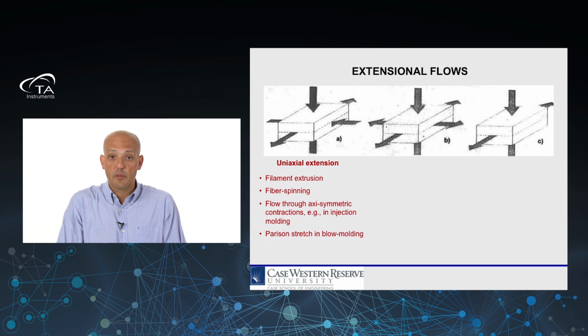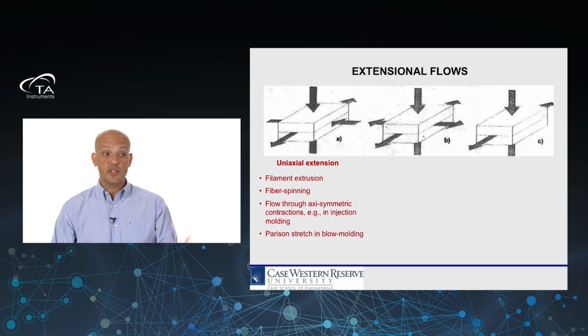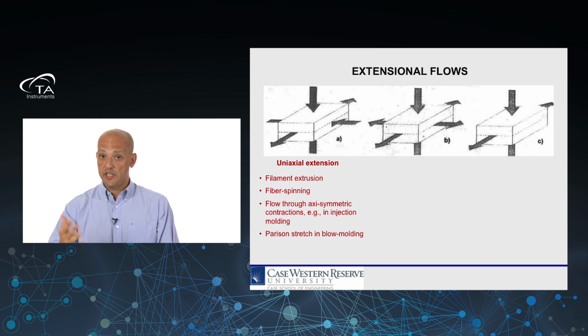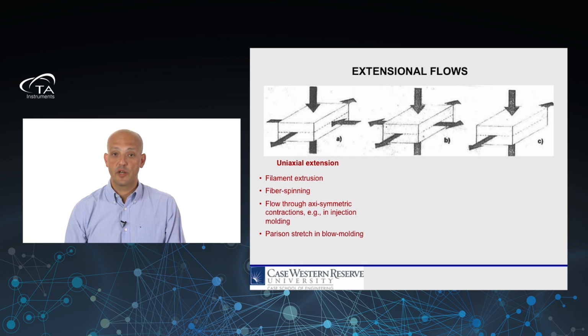Okay, examples of typical polymer processes that are essentially uniaxial extensional processes are filament extrusion, fiber spinning, flow through axisymmetric contractions, for example in injection molding, and the Parison stretch in blow molding that I showed you earlier.